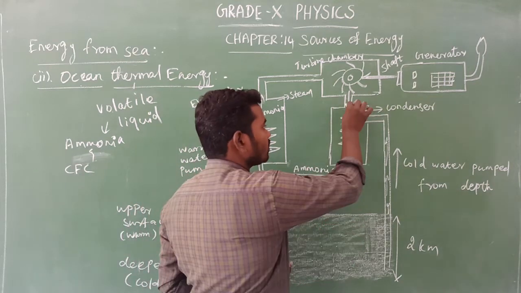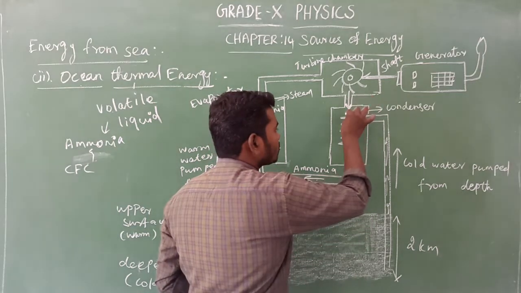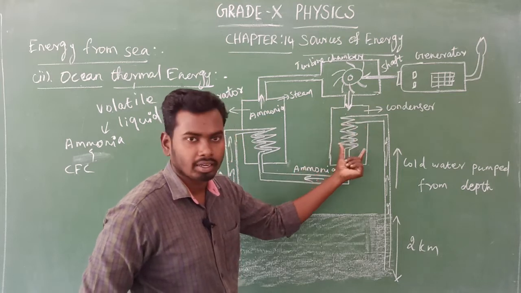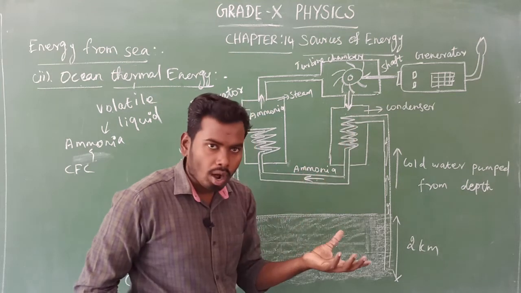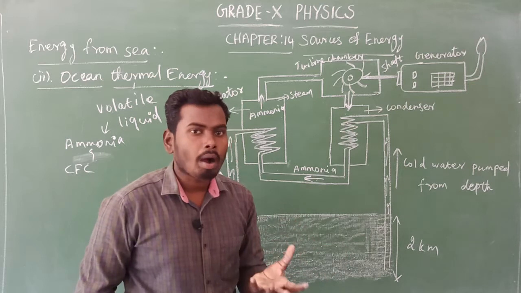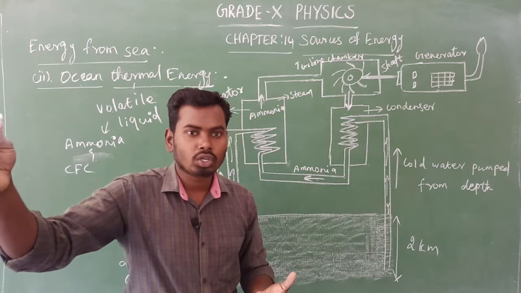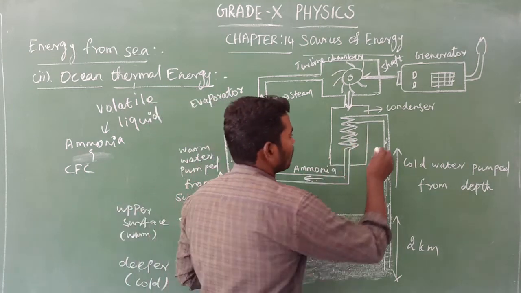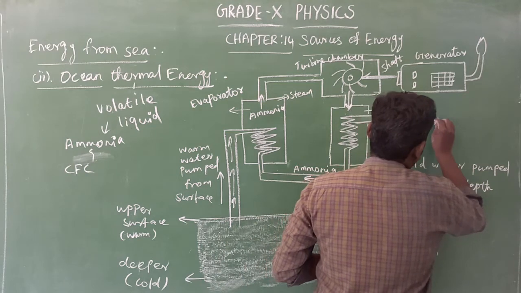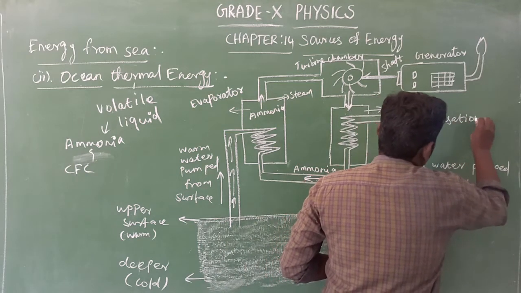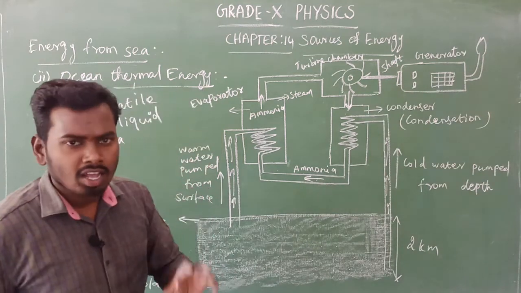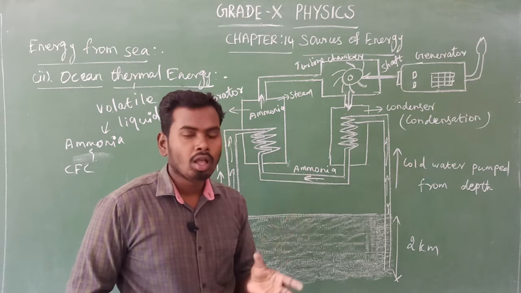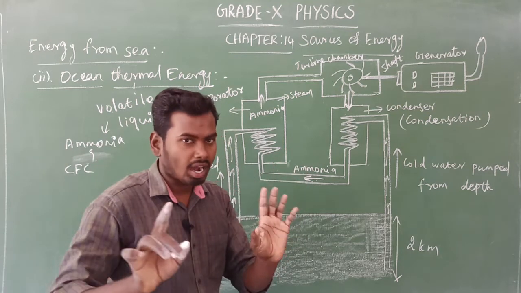The vaporized, steam form of ammonia comes to this condenser from the turbine chamber again, isn't it? Due to this cold water, the vapor form of ammonia again changes into liquid form of ammonia. Am I right? Because the condensation process is happening here. What is the condensation process? The water vapor changes into water. Generally vapor; here it is not water, it's ammonia. So vapor changes again into liquid. That is called the condensation process.